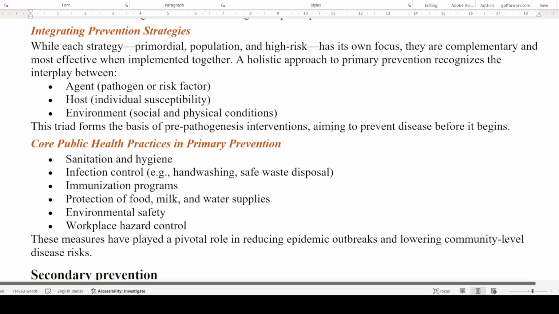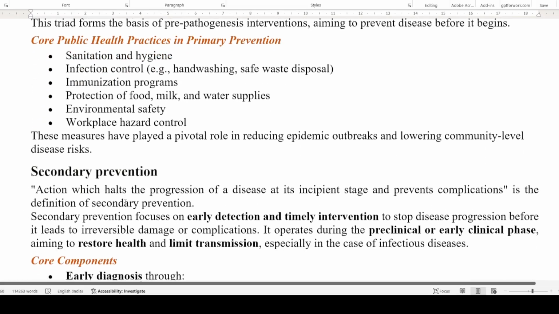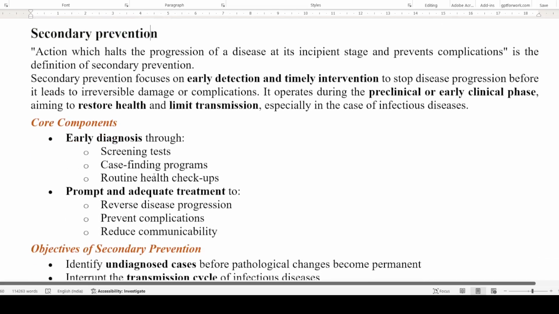So, it should aim to prevent the disease before it happens, right? Core public health practices in primary prevention are sanitation and hygiene, infection control, immunization, environmental safety, and workplace hazard control. Next, we come to secondary prevention.